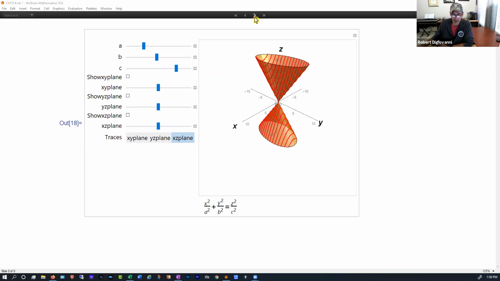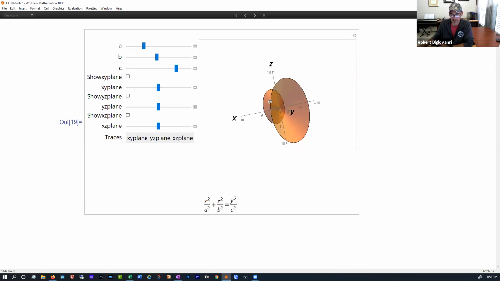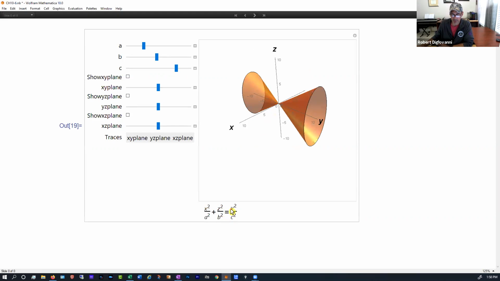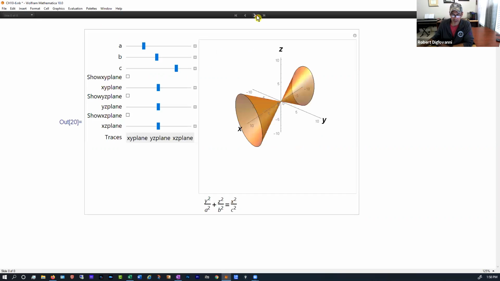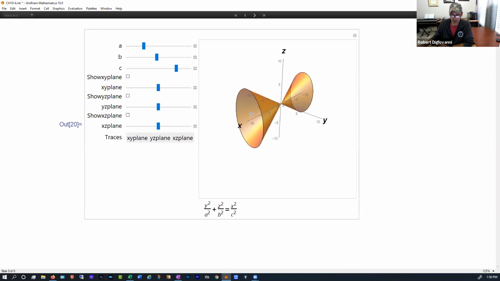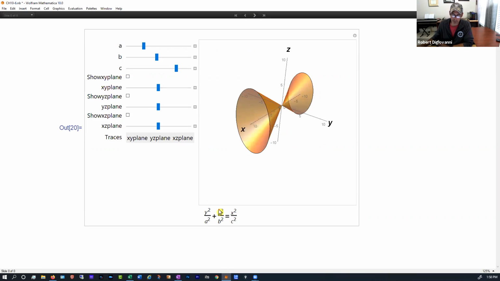So that's that. Here we go. This one's going down the y-axis, so you should expect to see the y squared on the right side. And then you could have it come down the x-axis, so you should expect to see the x squared on the right side. You have to have pluses here though. This has got to be a plus between these for this to be a cone.